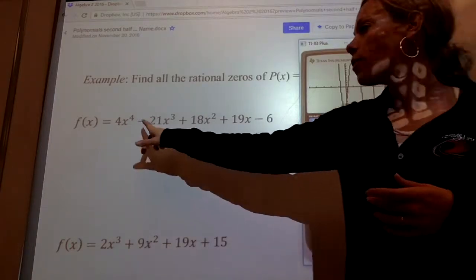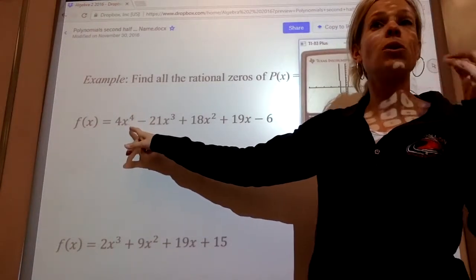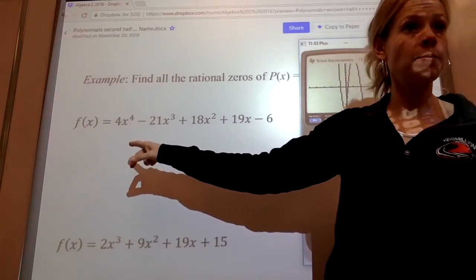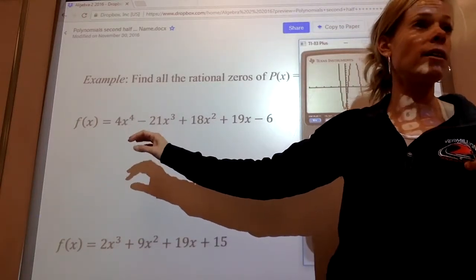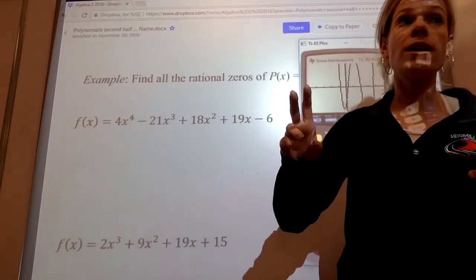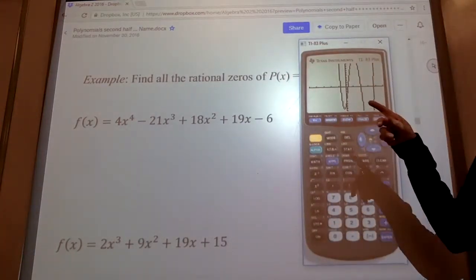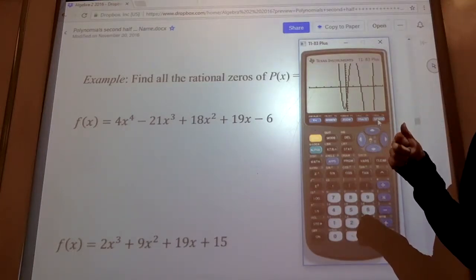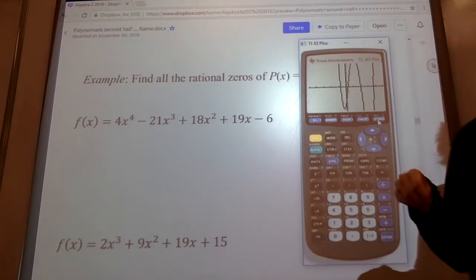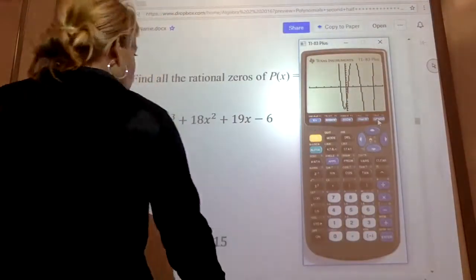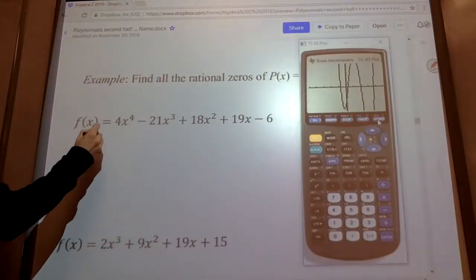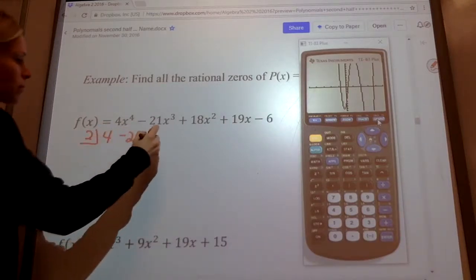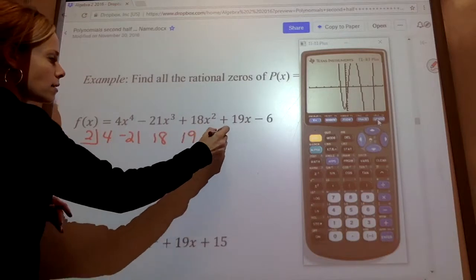In order to get this 4th degree polynomial down to a quadratic, because I can solve any quadratic with the quadratic formula, I need how many roots to take out? 2. Right now, I only have 1. Okay? So let's take that 1 out, and then I can show you with the rational root theorem how to find the other one. So let's do 2, right? Work with what we know. So 4, -21, 18, 19, -6.